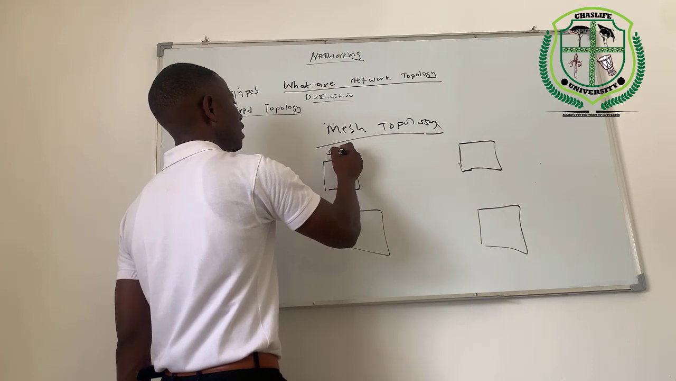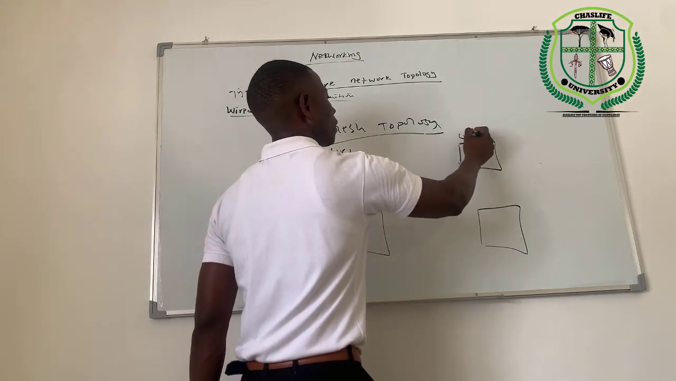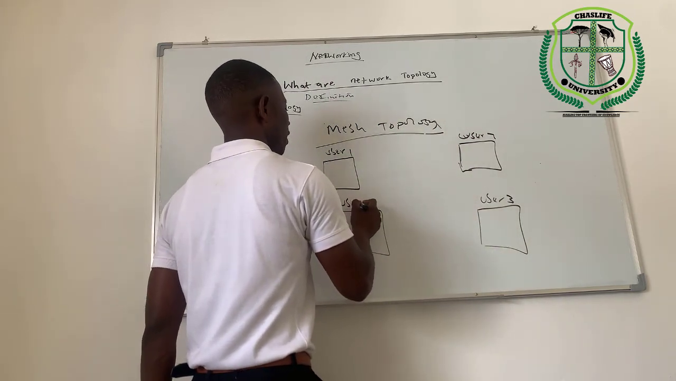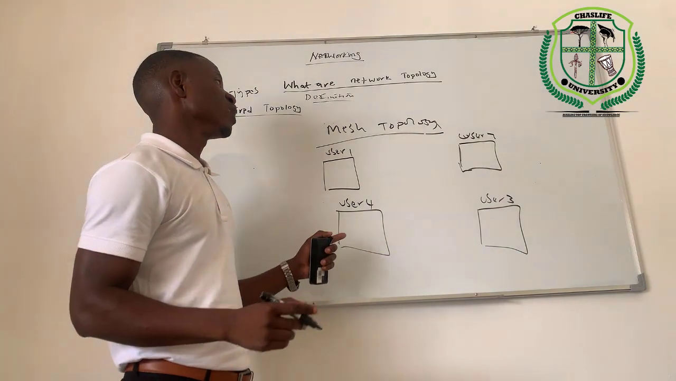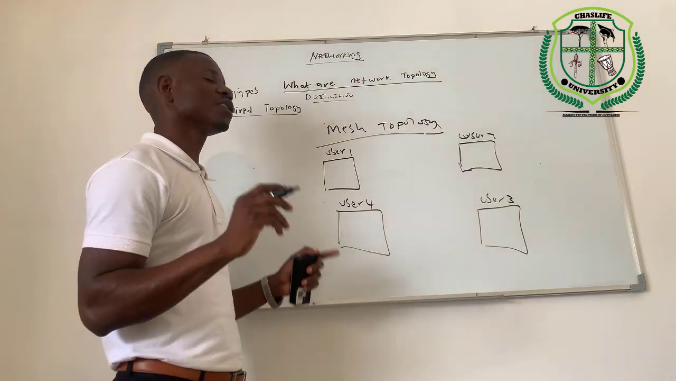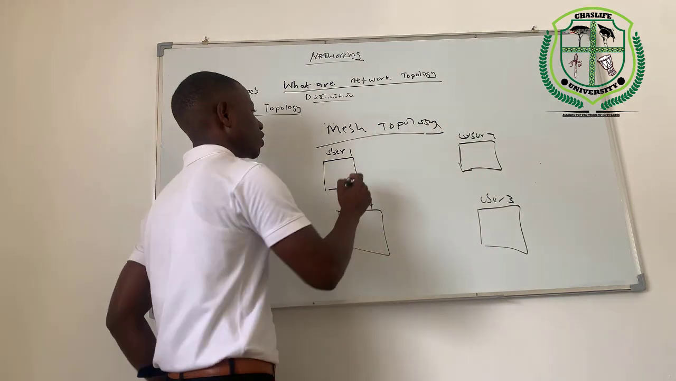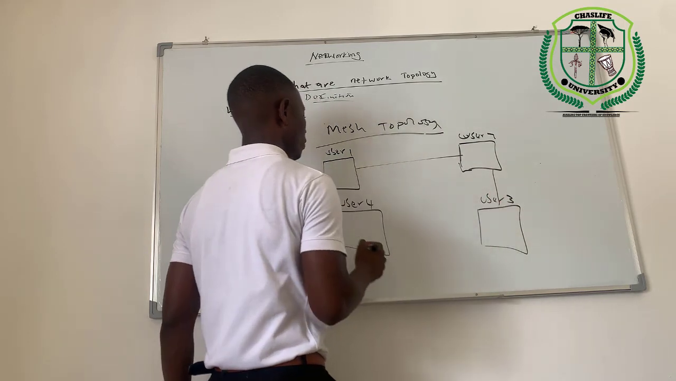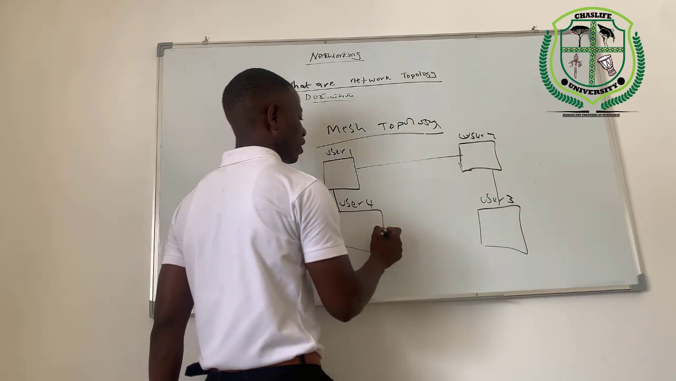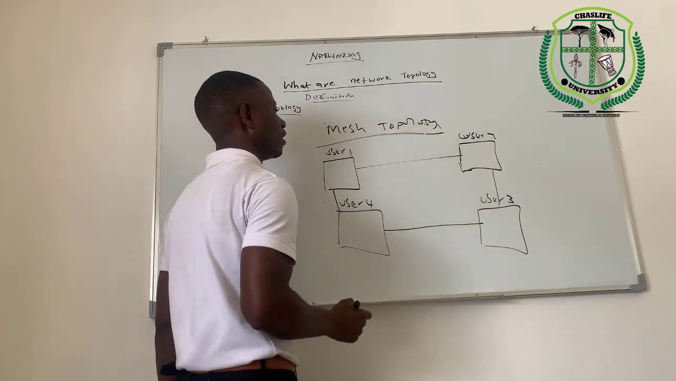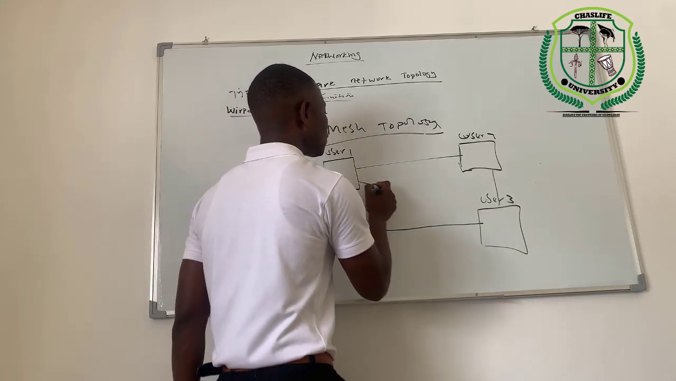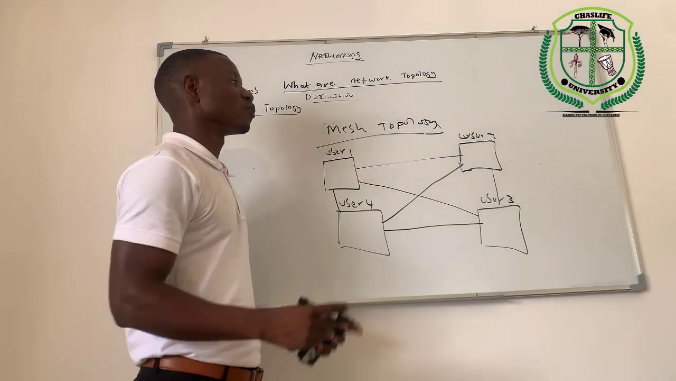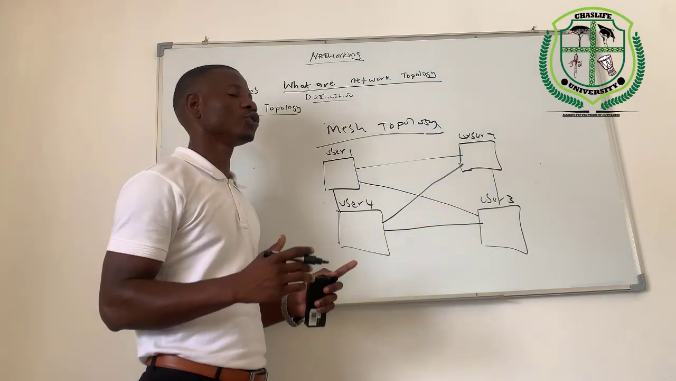Okay, so we can say user 1, user 2, we have user 3, we have user 4. Now when you look at this, all the computers are connected to each other under mesh topology. This computer is connected to this computer, and this computer is connected to this one, and this computer is connected to the other one. And then also, this computer is connected to this computer, and this computer is connected to another computer. So this is how the mesh topology operates.